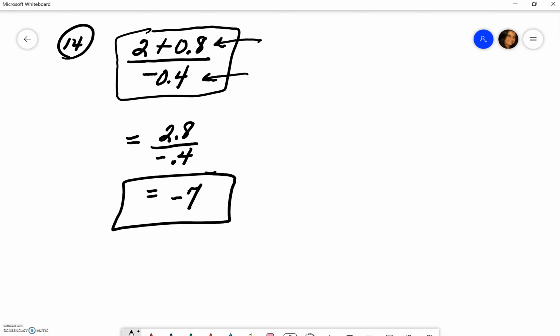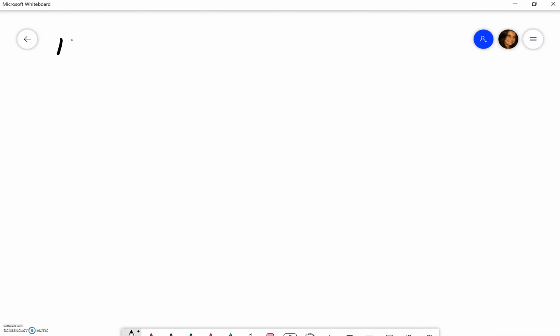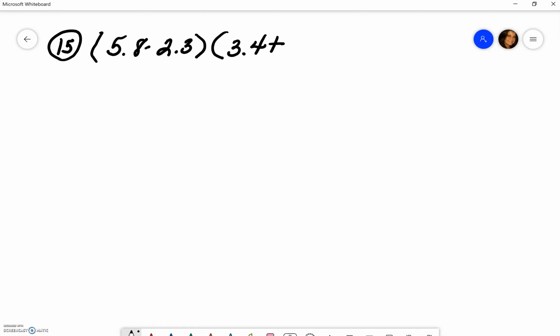Okay, when we move on to number 15, clear this out. So number 15. So number 15, we have 5.8 minus 2.3 times 3.4 plus 0.4. So the goal here is to recognize that we need to make sure that we subtract and add inside the parentheses before we multiply those out based on our order of operations.